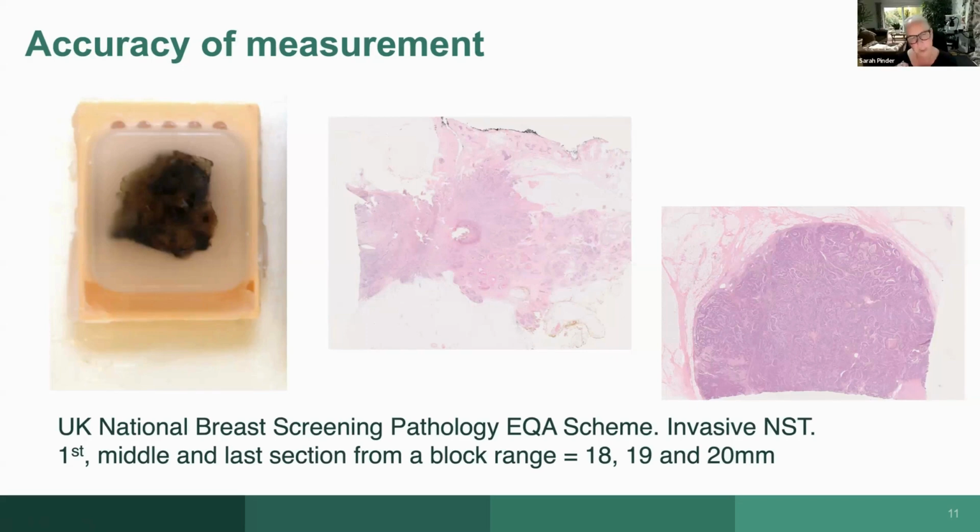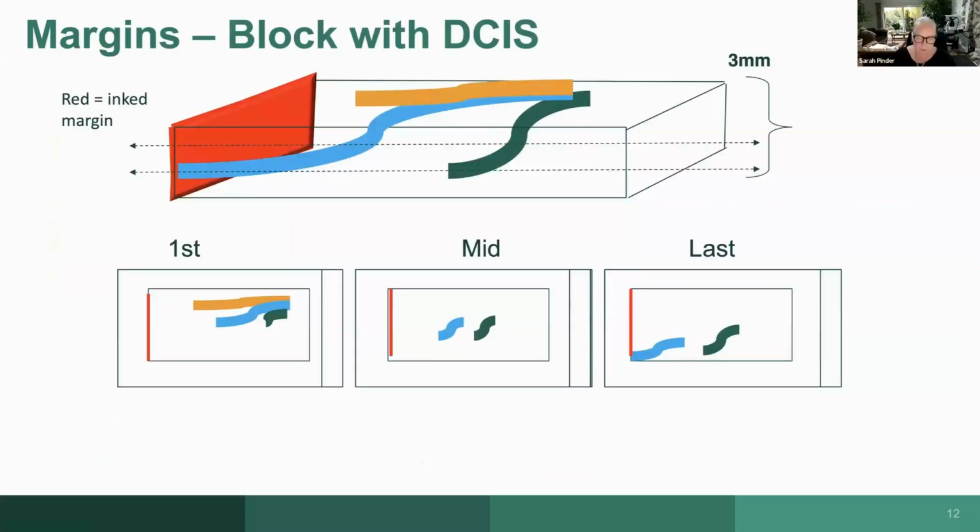And we know that, for example, from the National Breast Screening Programme EQA scheme, where invasive cancers were found to range from the top to the bottom by about 2 millimeters. So the top slice would be 18 and the bottom slice would be 20 millimeters. And the same is true of margins. If I show that in a schematic with DCIS, where it's a particular problem, and I apologize, my schematic is not great, but I've got 3 ducts here with DCIS in.